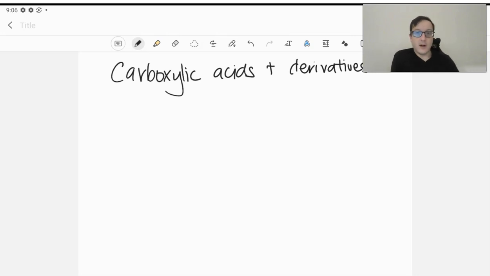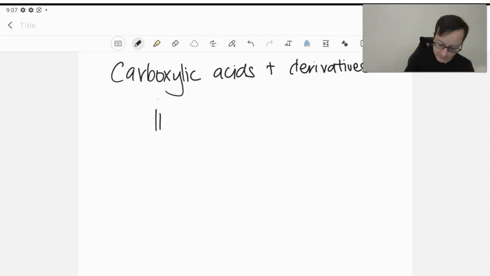Alrighty, we are on chapter 20 now, carboxylic acids and their derivatives. In this chapter, we're going to look at the structure of carboxylic acids and the many similar functional groups that undergo many similar reactions, which we will call the derivatives. And so we'll explore all of those. But first, let's look at carboxylic acids and some of their properties.